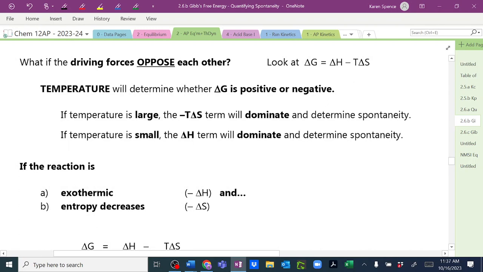So if the driving forces oppose one another, what's happening? Everybody's on their phones. Why is everybody on their phones today? I'm looking around and there's a ton of people on their phones, and I'm just wondering what's going on today in particular. Is there something special?